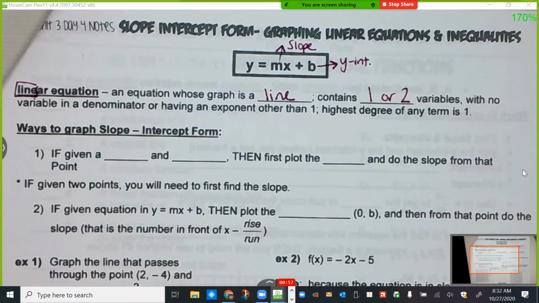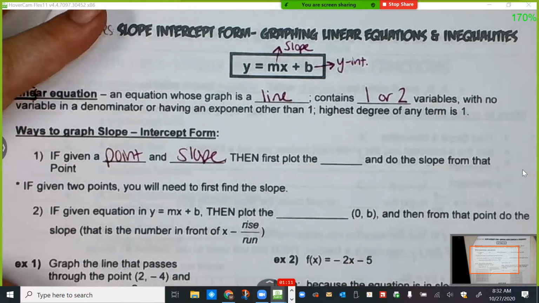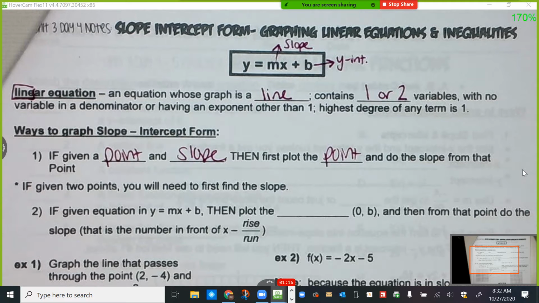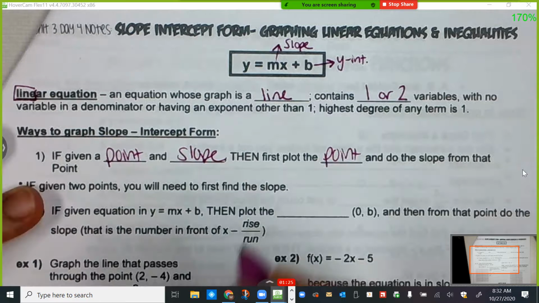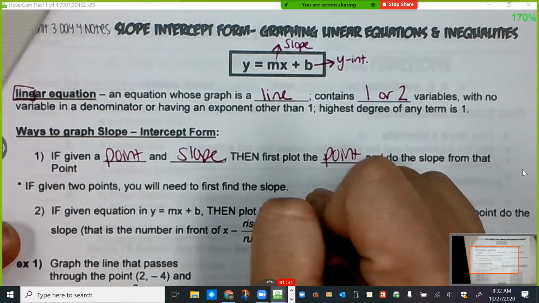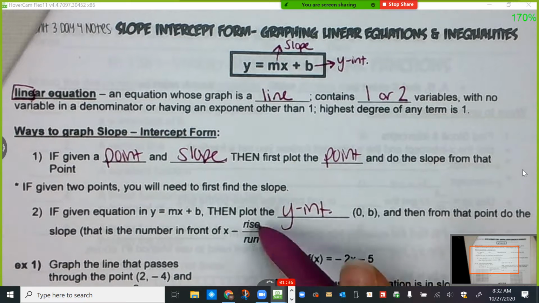Usually two, usually an x and a y, right? We're going to talk about the special cases that only have one variable here in a minute. Okay, so then it says, if given a point and slope, then first plot the point and then the slope from that point. Anytime you're given a point and a slope, you can plot your graph. Well, slope-intercept form gives you your y-intercept and your slope. So if given in slope-intercept form, then plot the y-intercept first, and then from that point do the slope. That's your rise over run.